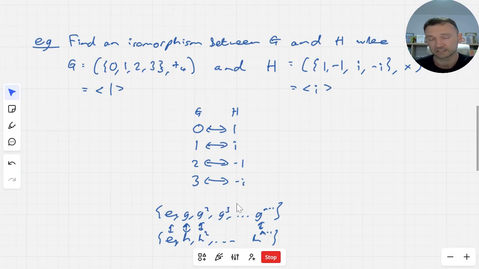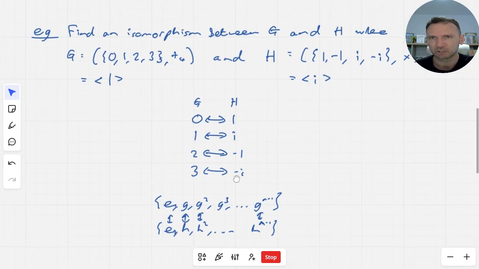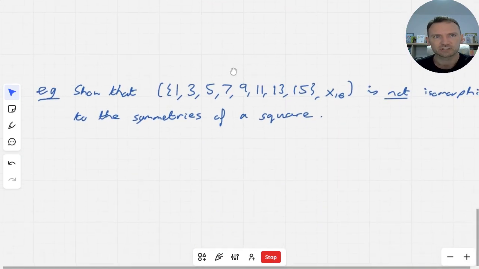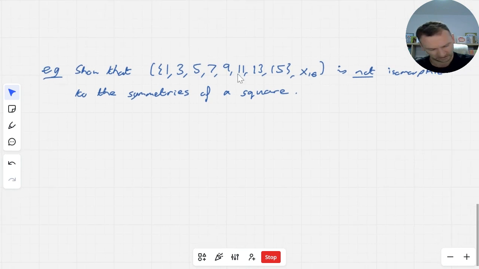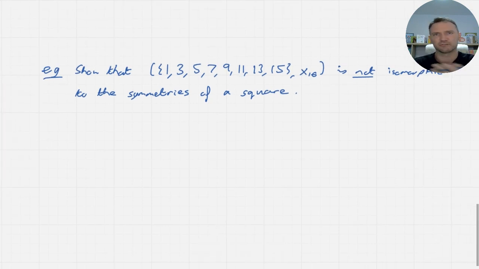Okay, what about cases where there's not an isomorphism? How can we go about arguing this? So let's look at this example asking us to show that this group consisting of all the odd numbers from 1 to 15 under multiplication modulo 16 is not isomorphic to the symmetries of a square. There's generally 2 good ways of showing 2 groups aren't isomorphic.